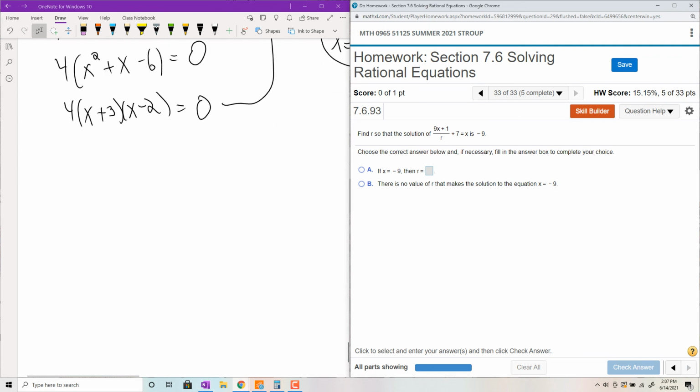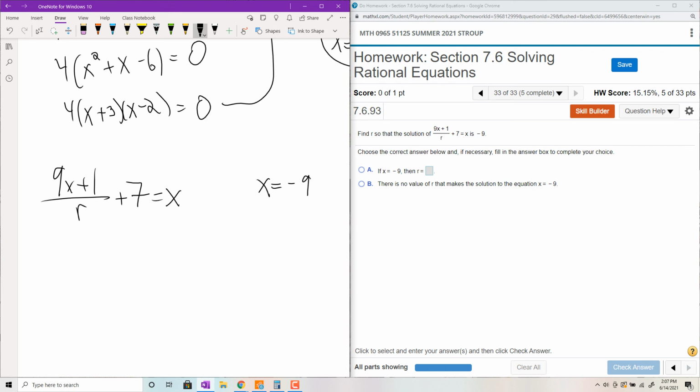One more. So we got a funny variable. This is like a literal 9x plus 1 all over r plus 7 equals x. Find r. So the solution is negative 9. So we want x to be negative 9.